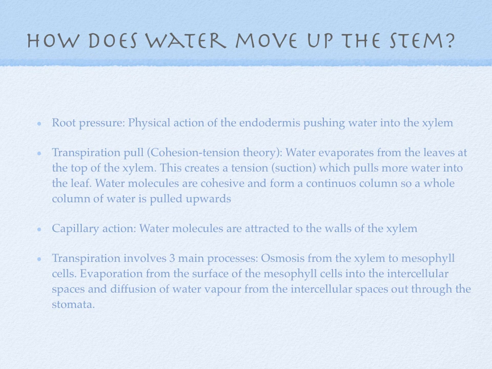gradient. As water is lost, it must be replaced from below, and water moves from the xylem, from the roots, to replace the water lost. This is known as a transpiration stream. The transpiration stream creates a tension on the column of water. The xylem vessel is strengthened by lignin to prevent collapsing under this tension.